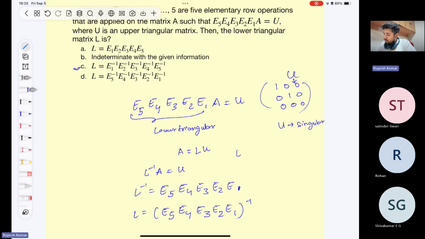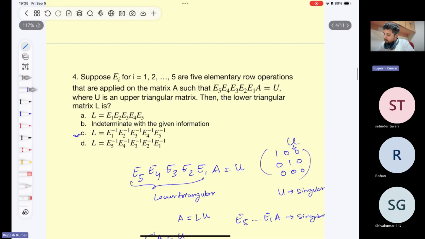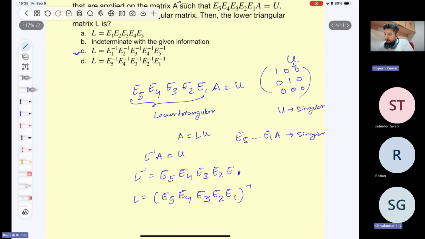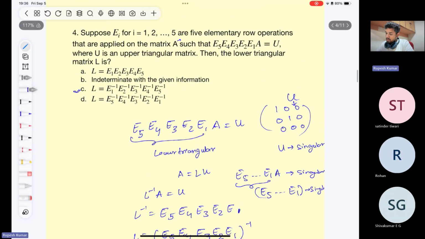This means E5 multiplied up to E1 into A is singular, right? And let's say A is non-invertible. Then in that case, E5 multiplied till E1 are not singular. This means you can't do the inverse, right? You can't find the inverse of this matrix. So this will not be happening in that case.